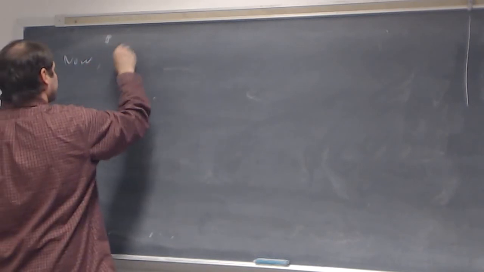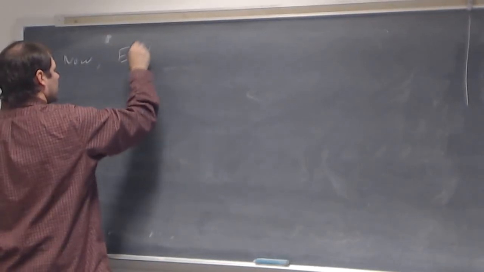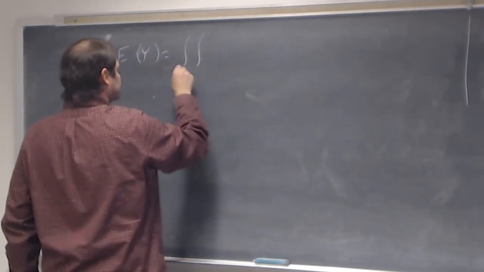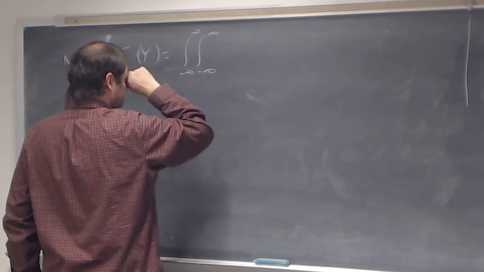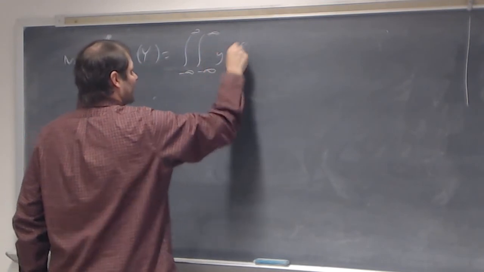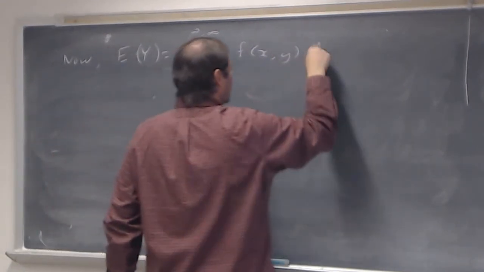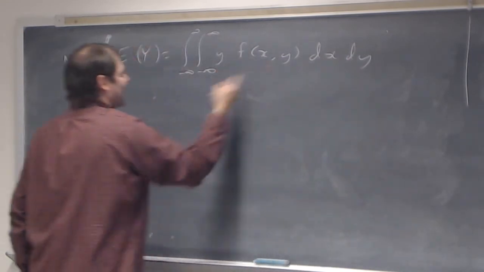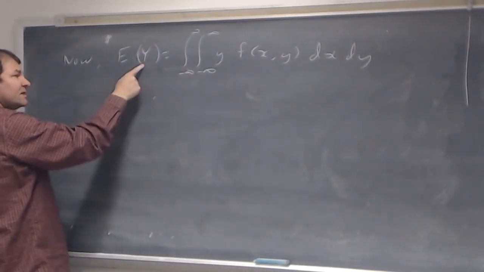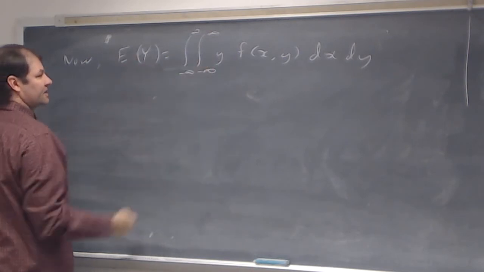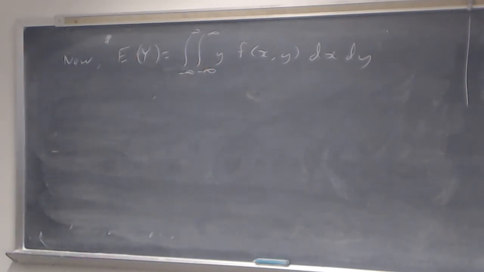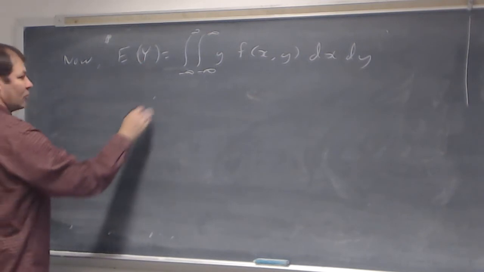Now, the last thing we need to do is find the expected value of y. That's equal to the integral from minus infinity to infinity, minus infinity to infinity of y times f of x comma y, dx dy. You might be asking, how come that's what it is? I'm thinking of this as a function of x and y, g of x comma y equal to y. And so that's how I get the expected value of g of x comma y, which is just in this case the expected value of y.